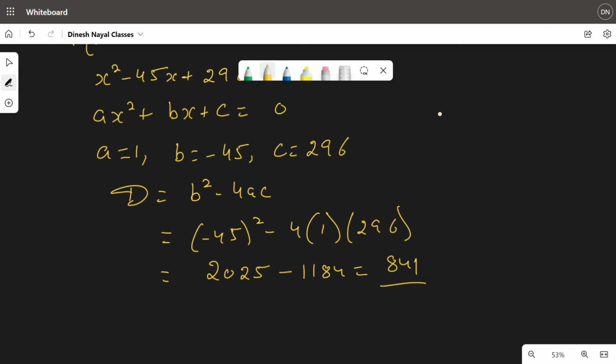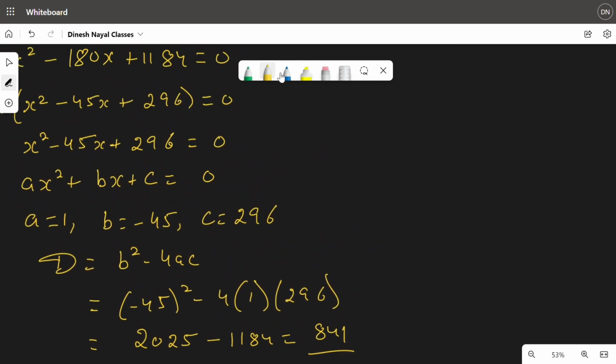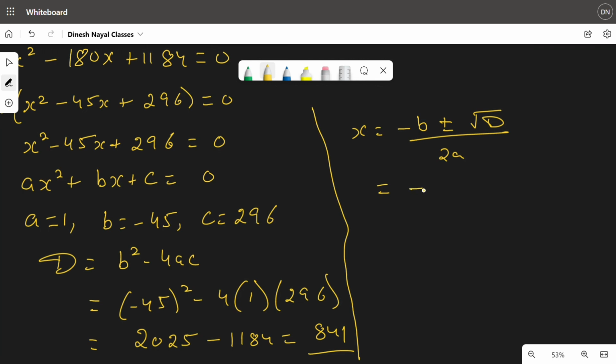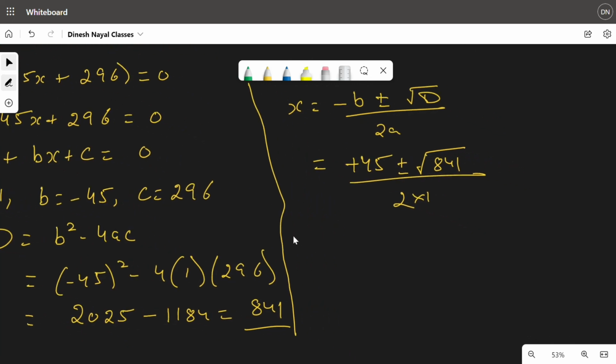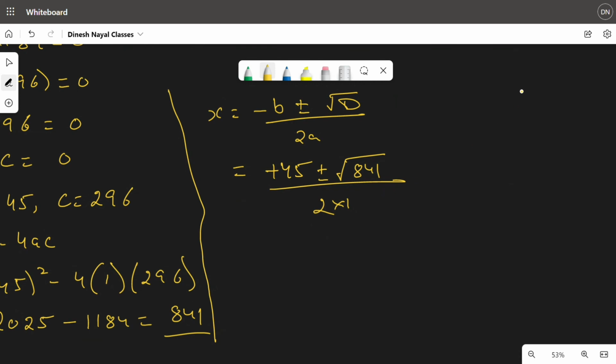So now using the quadratic formula, x is minus b plus minus root of b square minus 4ac upon 2a. Now substituting the values, we have b as minus 45, so this will be plus 45 plus minus under root of 841, by 2. So now we have to find the square root of 841.